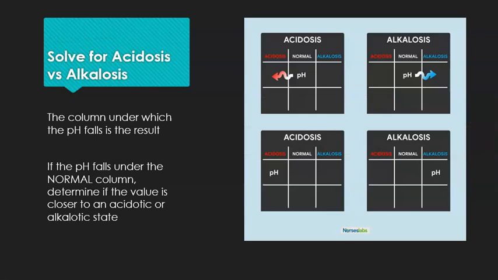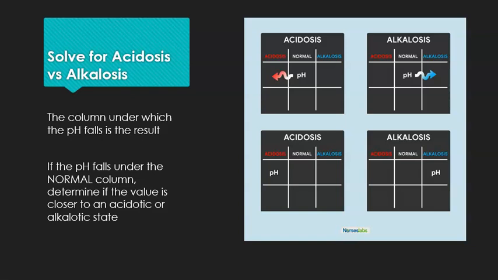So now we're going to solve for acidosis versus alkalosis. So it's going to depend again on which column your pH level falls into, or if it is in that normal range. If it is between 7.35 to 7.39, it is still a normal range, but it is leaning towards that acidosis state. So you would still have an acidosis, and then depending on which system falls in that column as well, it would be either a respiratory acidosis or a metabolic acidosis.